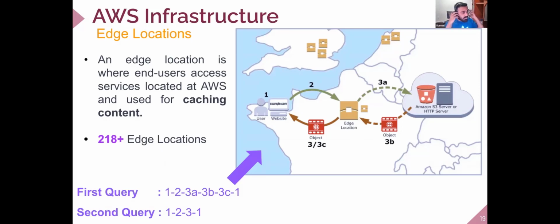So an edge location is where the end user accesses services located at AWS, used for caching content. The next one, as I said before, we will be dealing with different terms. Caching. For example, if you look at this picture, it's a clear example. The user hits a website called example.com. Once it hits example.com, it goes to the nearby edge location and searches for that example.com domain details. It can't find it because it doesn't have the details.